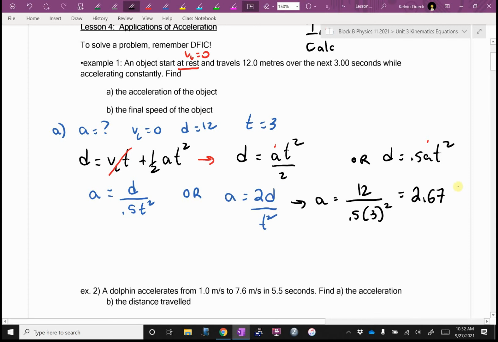Meters per second squared. Mr. Dewick, what if I blank on the units? Go look at another question, and I'll bet you'll see the correct units next to something that you know is an acceleration, and you'll get it.